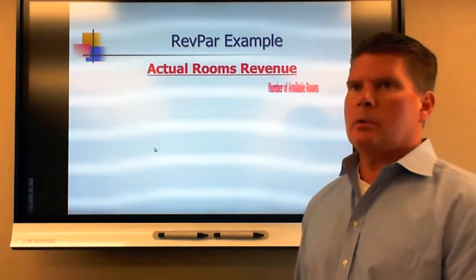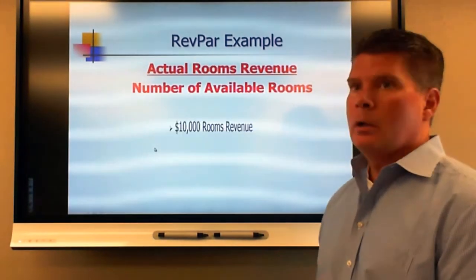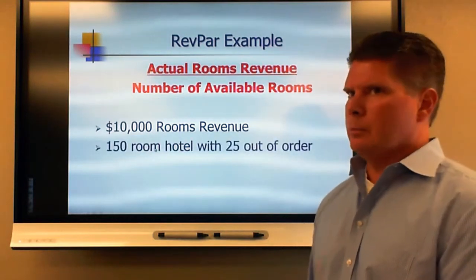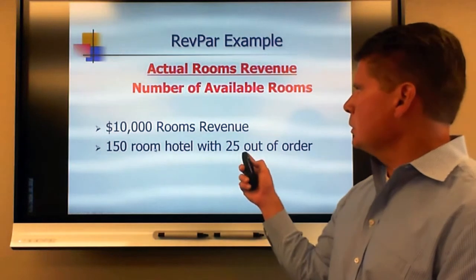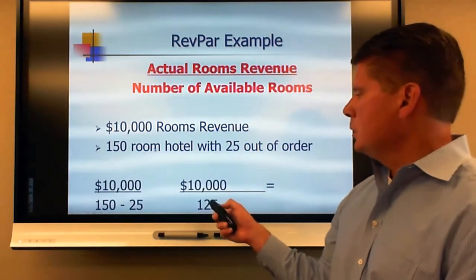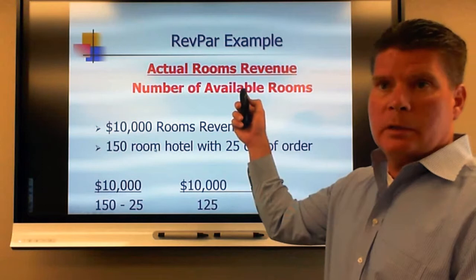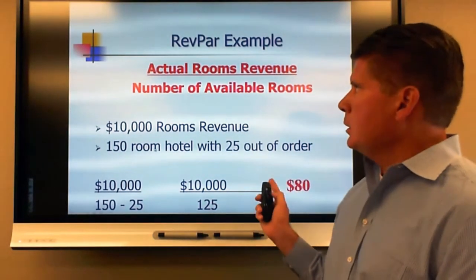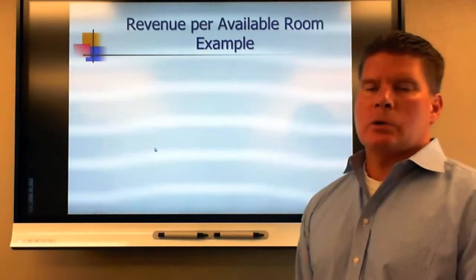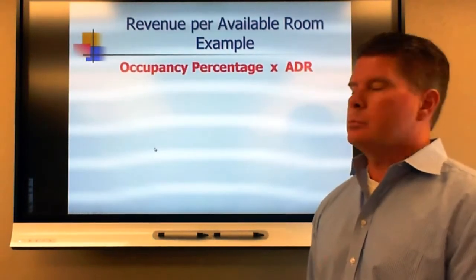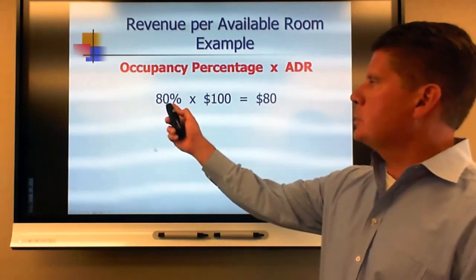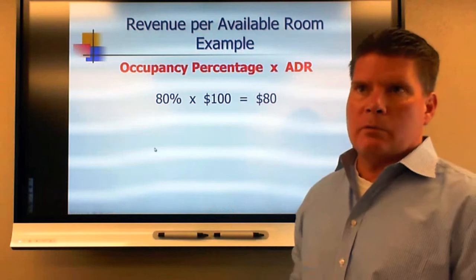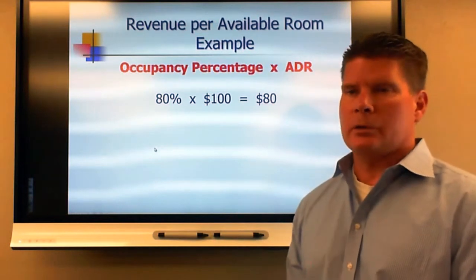So a quick example of the two ways to calculate RevPAR. We have the same hotel with $10,000 in revenue with the same number of rooms, 150 and 25 out of order. The $10,000 divided by how many rooms we had available on that given day, 125, gives us an $80 RevPAR. As you can imagine from the other two examples, we had an occupancy percentage of 80% and an average daily rate of $100, so that obviously, once again, equals $80.